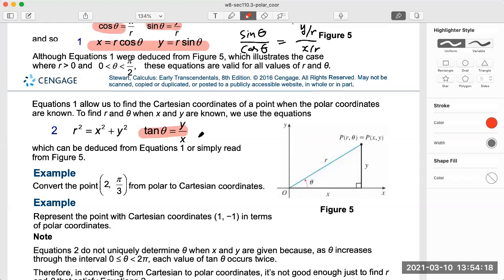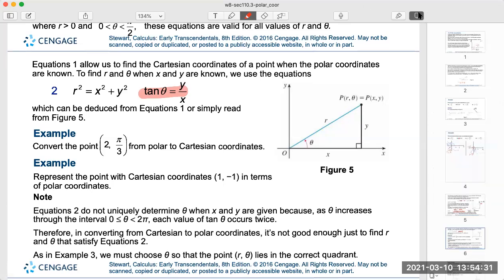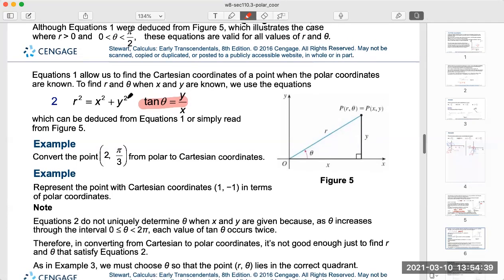So now let us do the example here. Convert the point 2, pi over 3 from polar coordinate to Cartesian coordinate. Now take a piece of paper, or if you don't have, you can come here on the table and take one. Do it yourself using these relations.